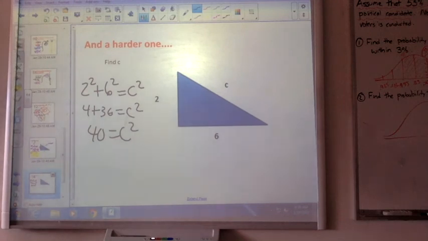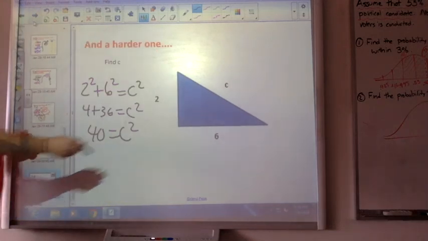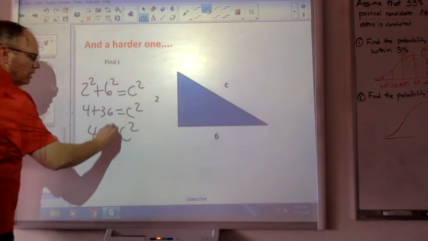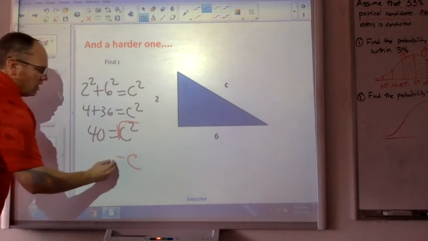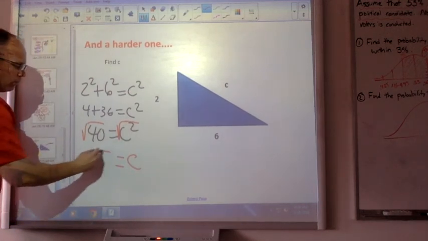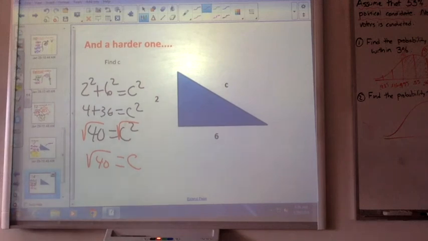What would I have done at that step to get C all by itself? What property did we just look at there? Yeah, so I'm going to take the square root of both sides. And if I take the square root of C squared, I'm going to get C. And the square root of 40, I'm going to keep as root 40 for right now. But does everyone feel comfortable with that?